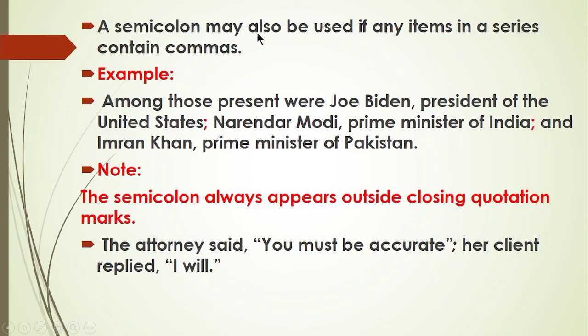A semicolon may also be used if any items in a series contain commas. So when we have commas in a series, before those elements, we put a semicolon. For example, among those present were Joe Biden, President of the United States; Narendra Modi, Prime Minister of India; and Imran Khan, Prime Minister of Pakistan. Okay, so that is how we put semicolons in such situations as well.